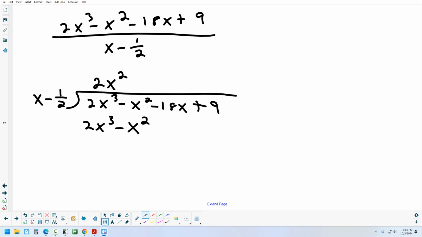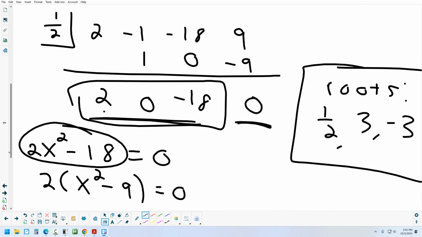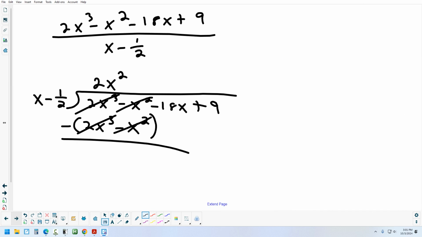Now, when we're doing long division, what do we do with these columns, different than synthetic? Yeah, subtract. So 2x cubed minus 2x cubed is gone. And what's negative x squared minus negative x squared? 0, that's also gone. But we already knew that was going to be gone because we had a 0 right there. So we're on the right track.